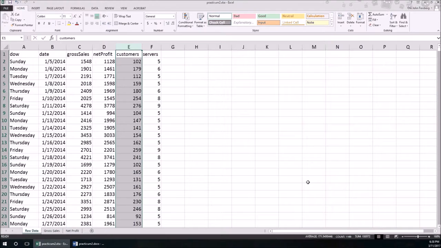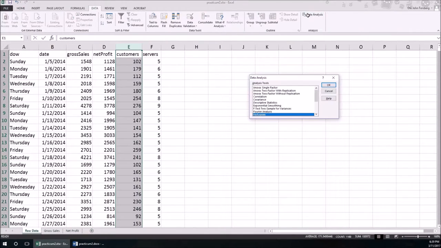Since it's discrete, that reduces our possible distributions to a binomial or Poisson. Can't be a binomial because there's no upper bound. I mean, if I can fit in 300 customers, I can fit in 301. So there's no theoretical upper bound to it. So it's not binomial, which tells me it's going to be a Poisson.